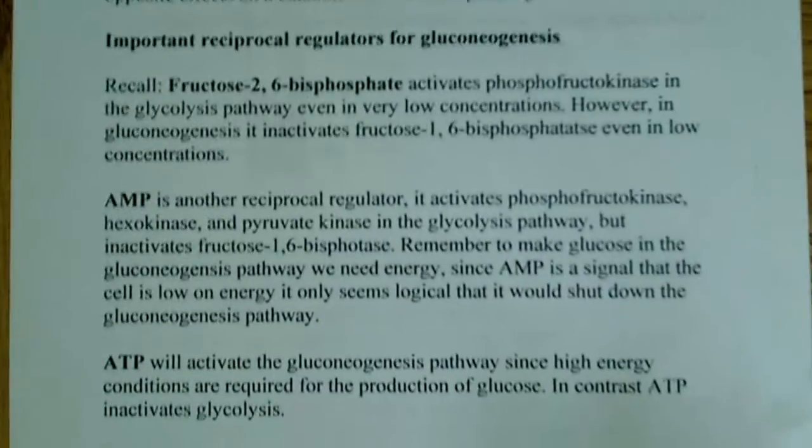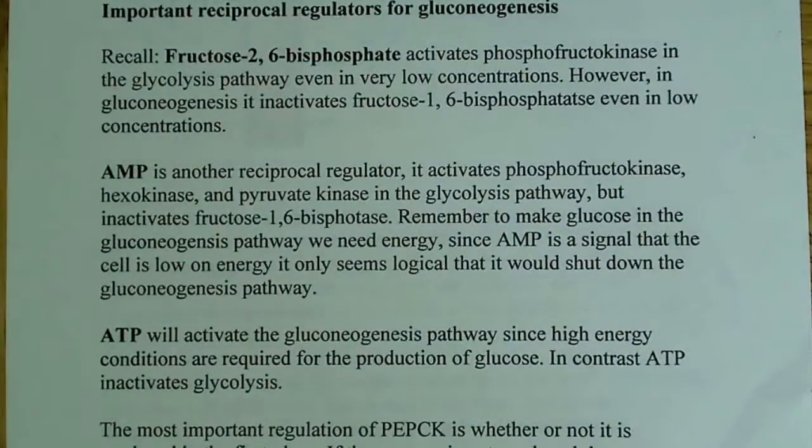Now, another molecule that has similar effects is AMP, okay? And that's another reciprocal regulator. It activates phosphofructokinase, hexokinase, and pyruvate kinase. Okay, so those were the three main regulatory steps in glycolysis. So it upregulates or activates all three of those steps because it makes sense. It's low energy conditions. AMP is the signal in the cell that says we're low on energy. Let's start going through glycolysis and making ATP. Okay? Now, you can imagine that this is going to have the exact reverse effect on gluconeogenesis.